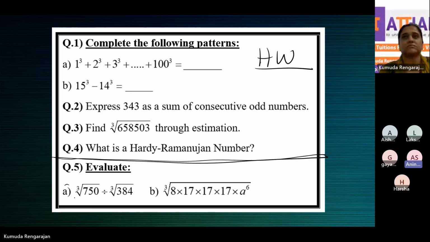Ma'am, is this a test? No, I'll give you time to work and we'll see the answer immediately. Take down 5A. You will try it yourself. It's not like a test, just solve, and after some time we'll go over the answer. We're revising.